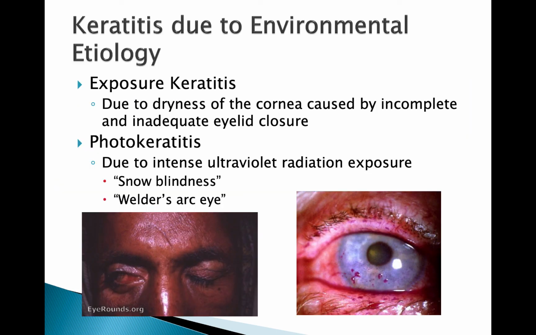And then you have keratitis that's due to environmental exposures. There are basically two types: exposure keratitis and photokeratitis. Exposure keratitis is due to dryness of the cornea caused by incomplete or inadequate closure of the eyes. The patients may have an entropion or ectropion where the eyelid turns out, and so the eye doesn't close tightly. Whenever the tears wash over the eyes, the cornea isn't getting as hydrated as it normally would.